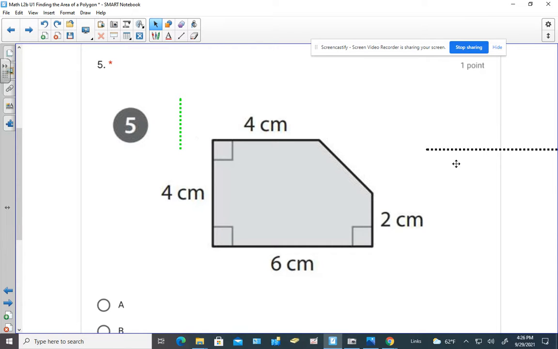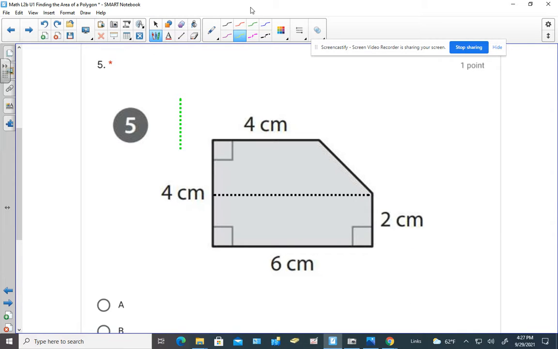What I would recommend is breaking it up by creating a line here, which would give you a rectangle on the bottom and a trapezoid on the top. So let's start with the easy part, the rectangle. The formula for that would be area equals base times height.